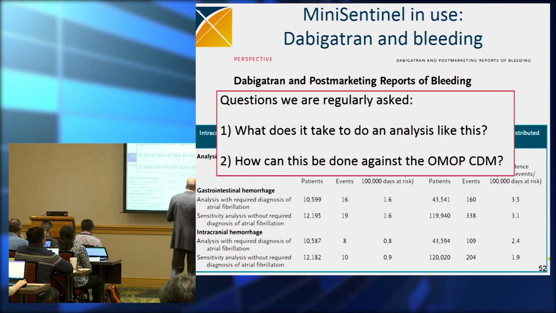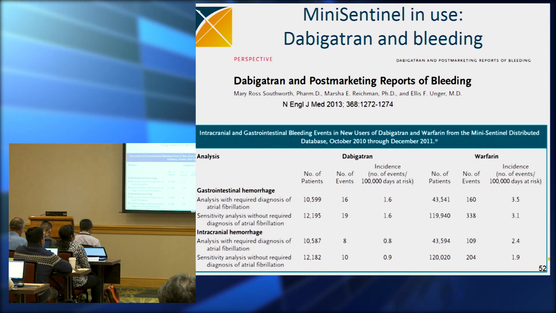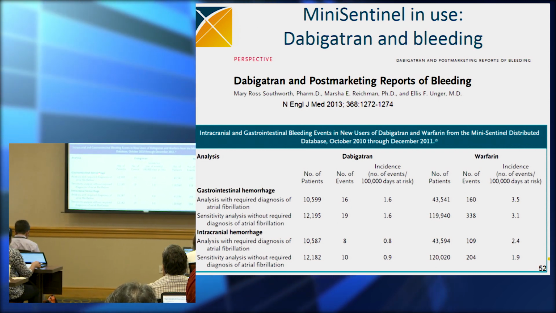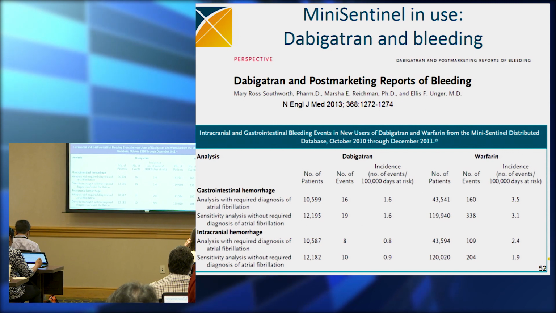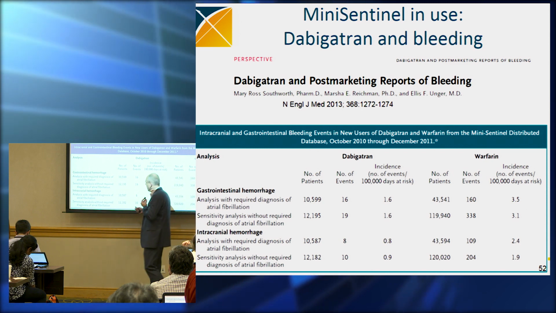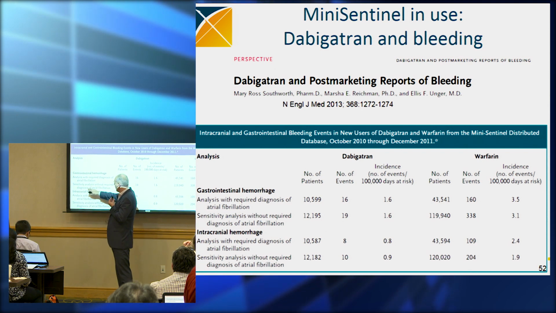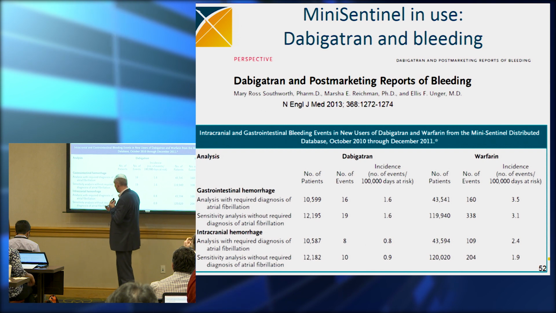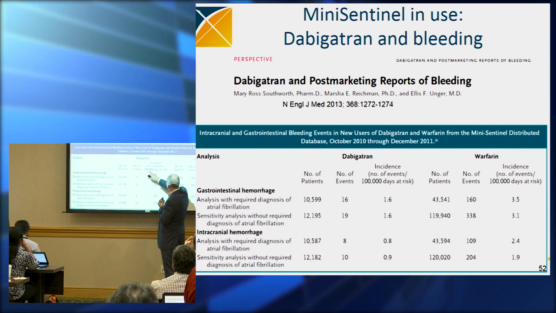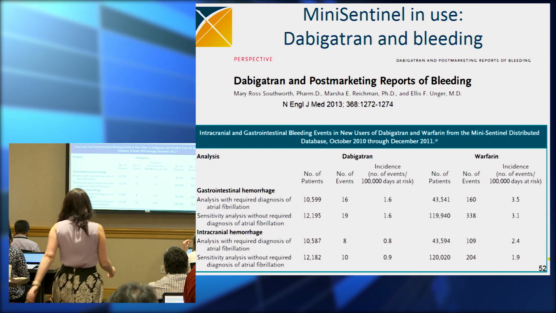And so what they did is they took, well, they also did intracranial hemorrhage. We're not going to worry about that. We're only going to worry about the gastrointestinal hemorrhage. Hemorrhage and bleeding is the same thing. It's a synonym. And so what they did is they looked at patients who take the drugs for atrial fibrillation, either the one or the other, and then they see how many of them per 100,000 days at risk bleed in Dabigatran, and how many of them bleed in warfarin.